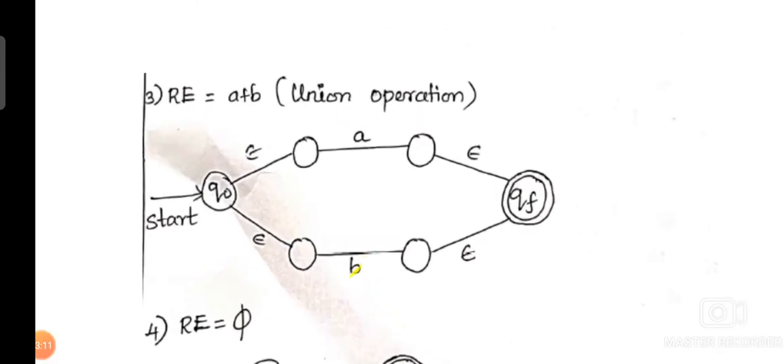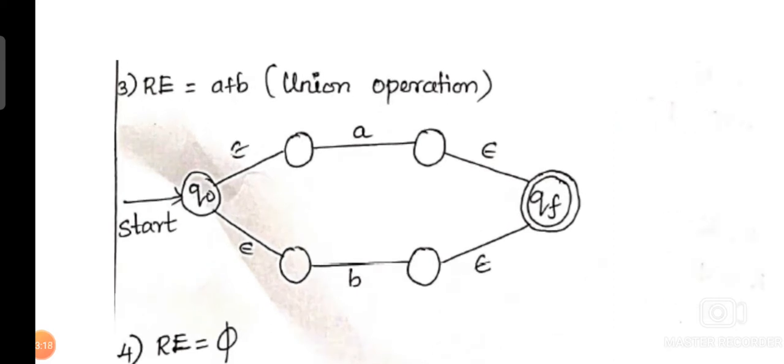And the third case is for the regular expression A plus B. A plus B means we should understand it is the union operation. A or B. Our input string has A or B. Either, there are two possibilities. The system will reach the final state by consuming either A or B. So in the diagram we have to draw two alternate paths.